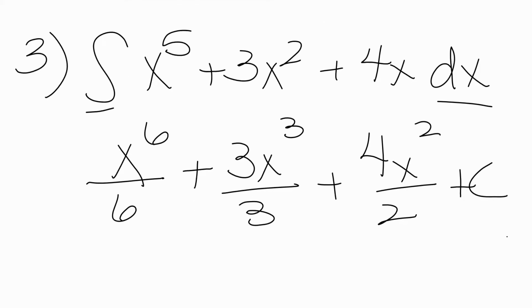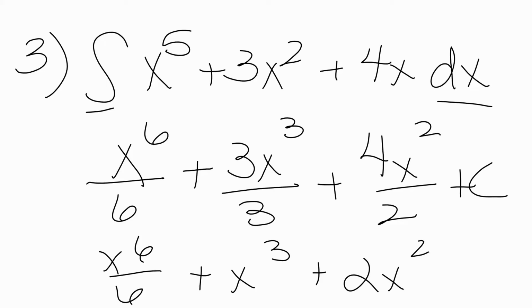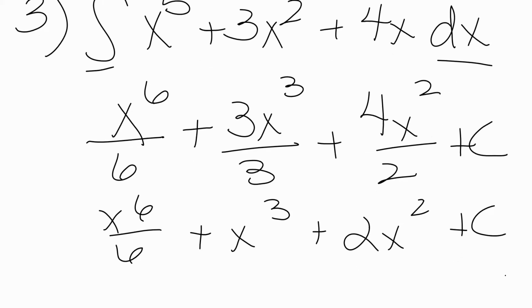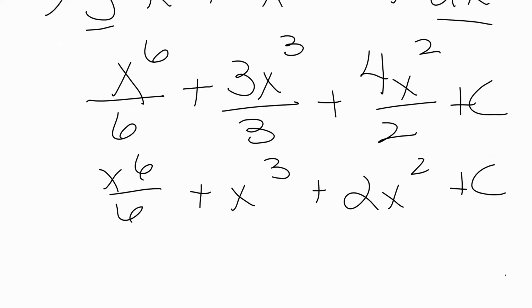Now in this one, a couple of these can be reduced. So I'm going to make this x to the 6th over 6 plus x cubed plus 2x squared plus c. And that's going to be my final answer to this problem.